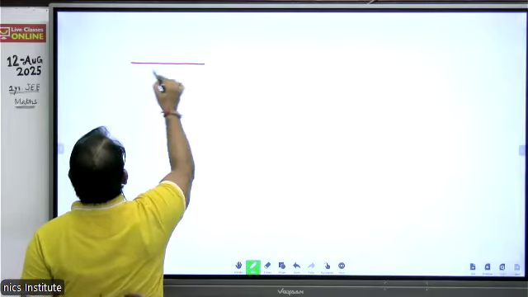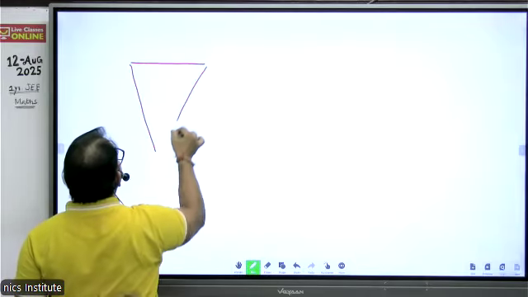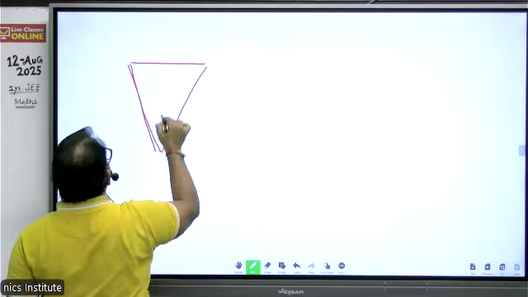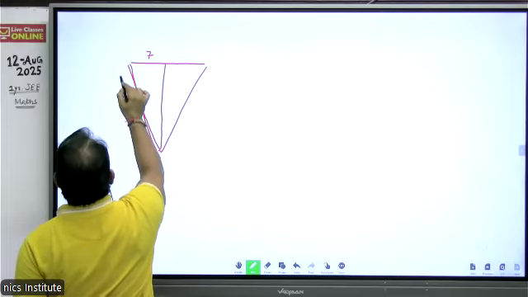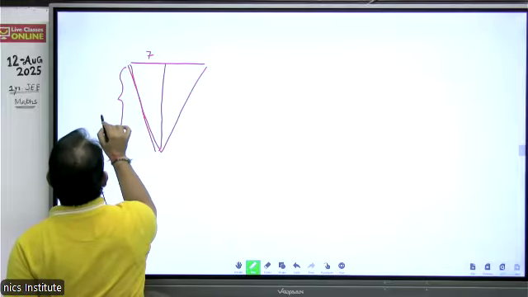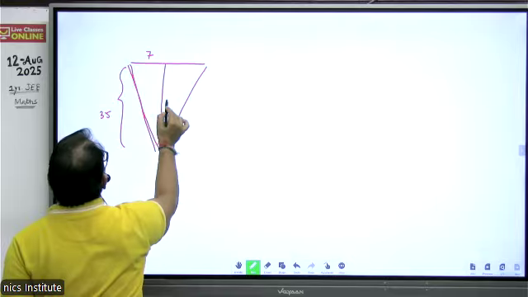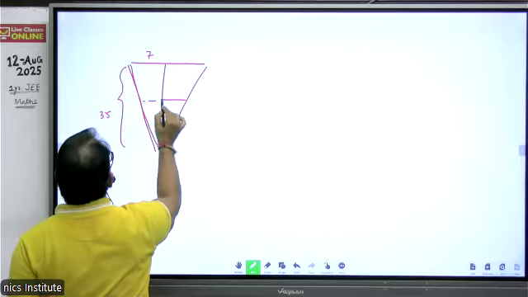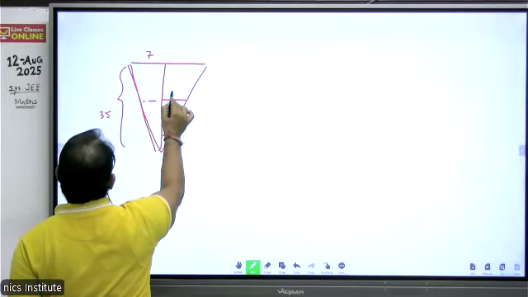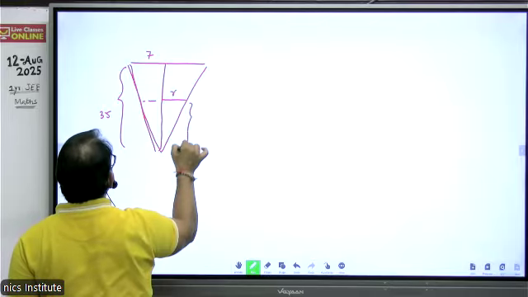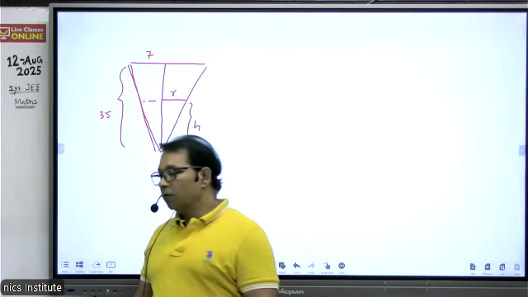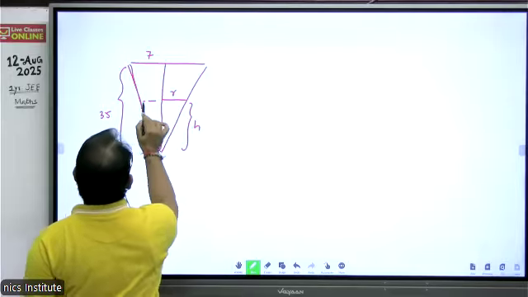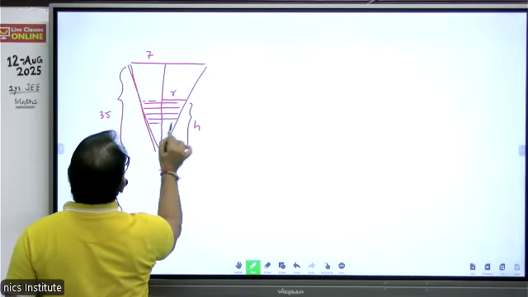See, this is the cone. Now, what are the given quantities to you? The given quantity is 7, and this is the height, which is 35. Say at some point of time, the radius of the water cone is r and the height of the water cone is h. This is the water cone filled with water.